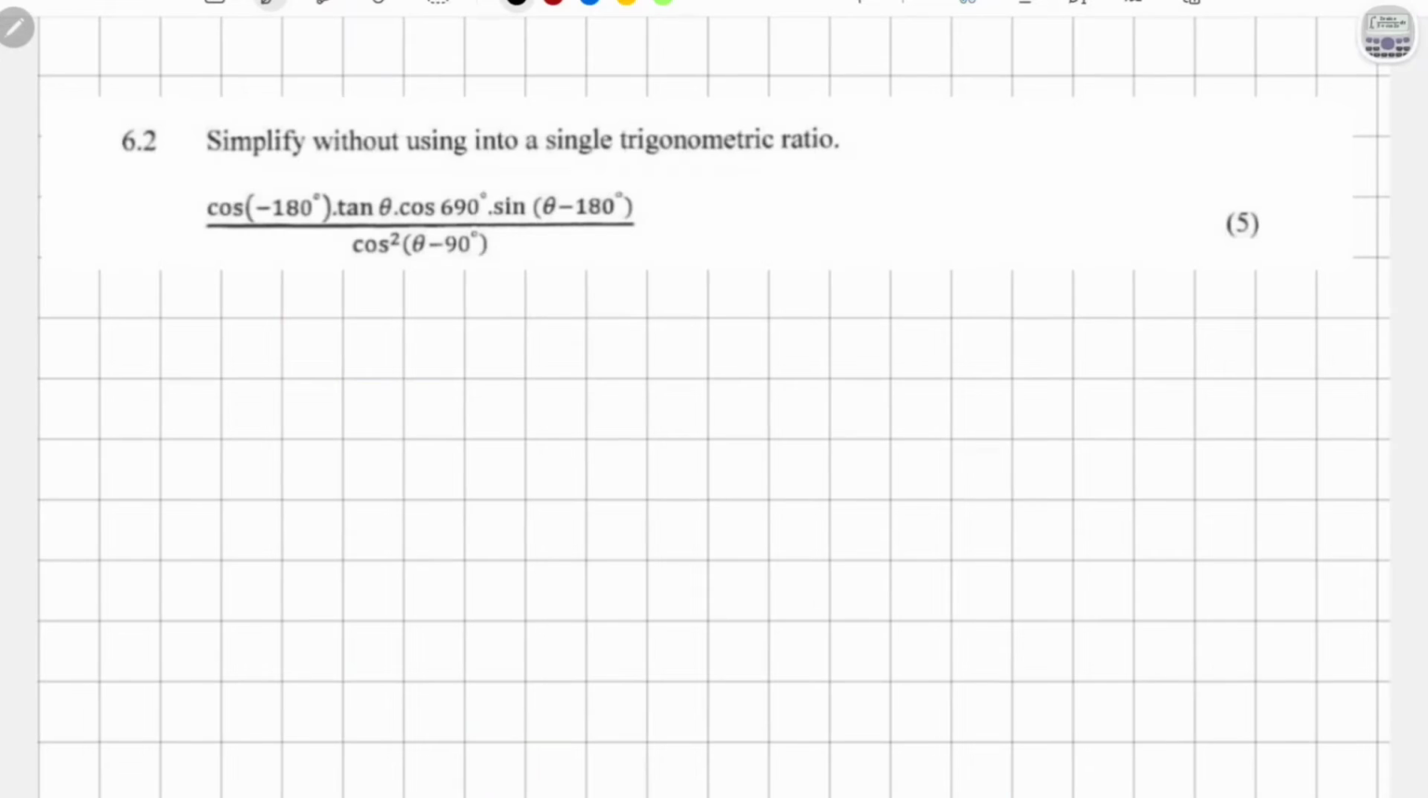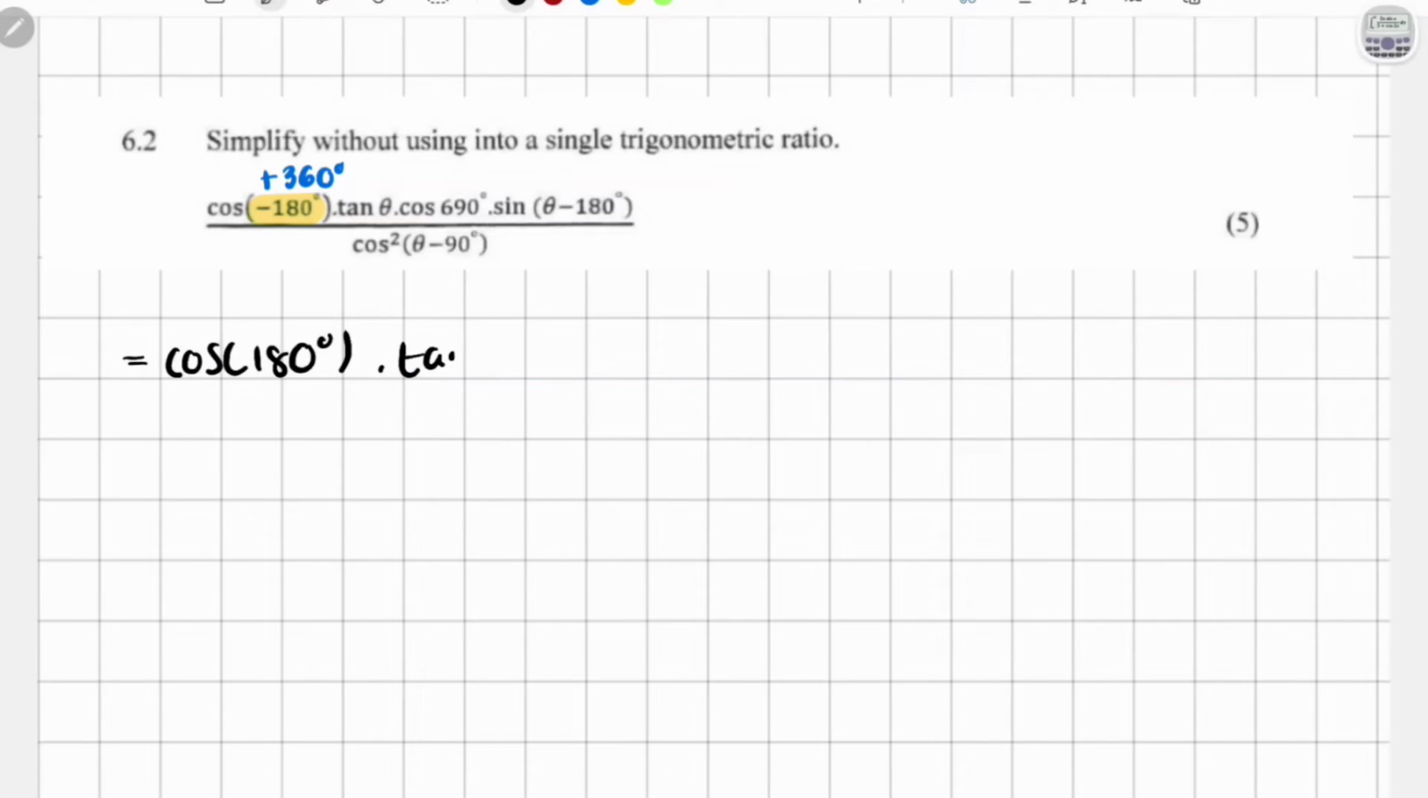Okay, question 6.2 says simplify without using a calculator into a single trigonometric ratio. So how do we simplify this? The first part, you see that we have cos negative 180 degrees. Whenever you have a negative angle, the solution is you need to add 360 degrees to it. So that just becomes, what is 360 minus 180? It's 180. So we have cos of 180 degrees.